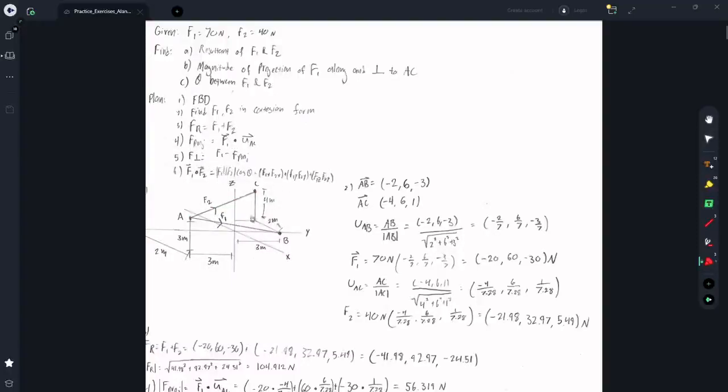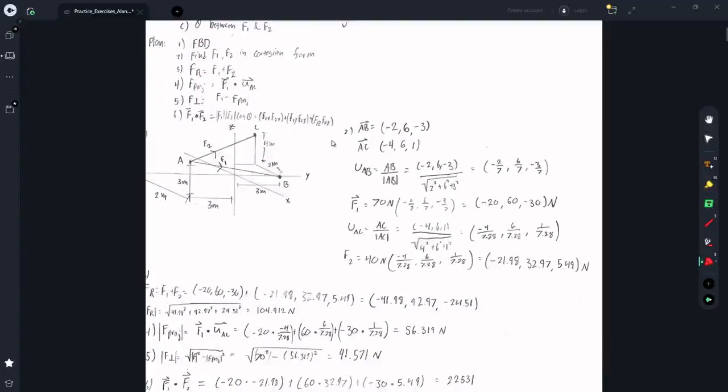To get the perpendicular part, we can just subtract the magnitude of the projection from the magnitude of the original F1. And then to get the angle between them, we can just set up the dot product using both definitions: the magnitude of F1 times the magnitude of F2 times cosine theta, which is equal to the scalar sum, so F1x times F2x plus F1y times F2y plus F1z times F2z.